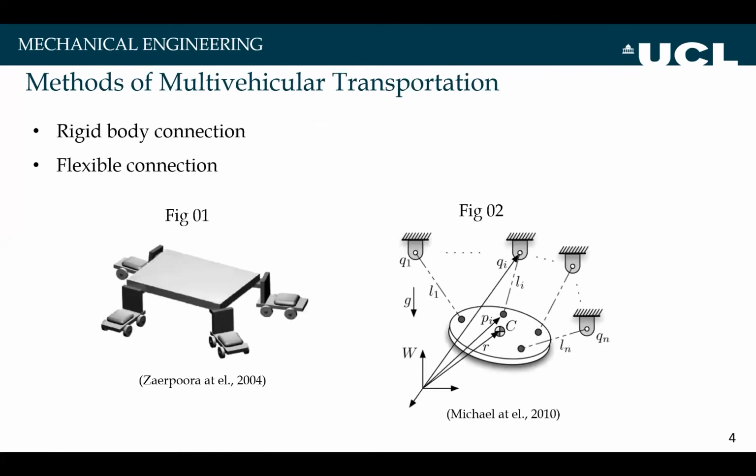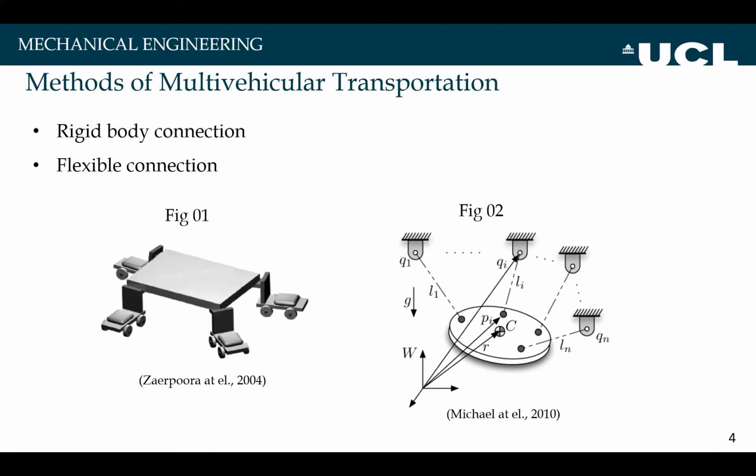There are two methods of multi-vehicle transportation based on the connection. The first method is the rigid body connection, in which the vehicles are connected to the payload through solid links. This is easy, a simple model, especially for the simulation model. It is easier to analyze because the whole system is assumed a single rigid body, and a centralized control system is enough to control the system.